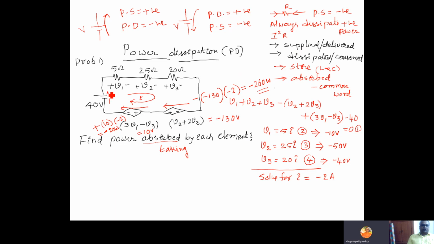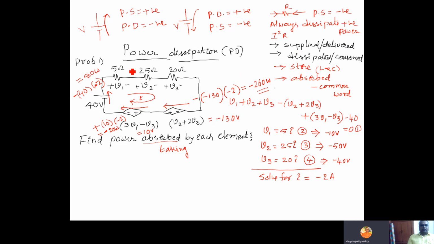Then in this case, current is flowing from negative to positive. So negative to positive gives supplied positive, but we want absorbed. So start with minus, and this value is 40 into minus 2. So minus into minus will become plus. What is this answer? 80 watts.